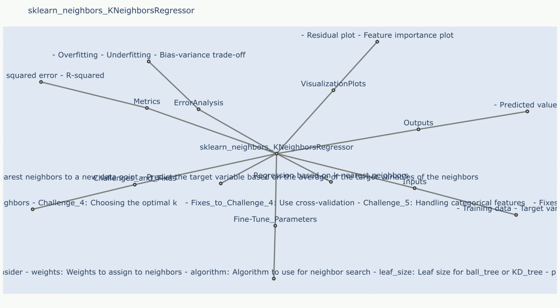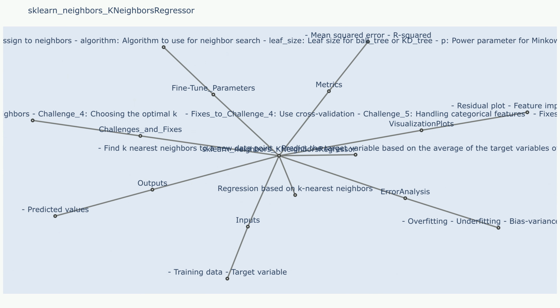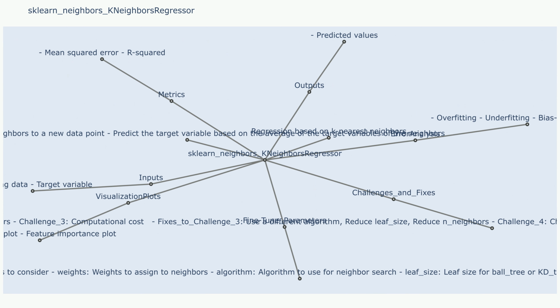Challenge 2: sensitivity to outliers. The model can be sensitive to outlier data points, which can disproportionately influence the predictions. Sample use case: an outlier data point can be assigned a large weight if distance weighting is used. Fixes: preprocess the data to remove or handle outliers. Use robust distance metrics that are less sensitive to outliers. Consider alternative algorithms like random forest regressor, which are less susceptible to outliers.